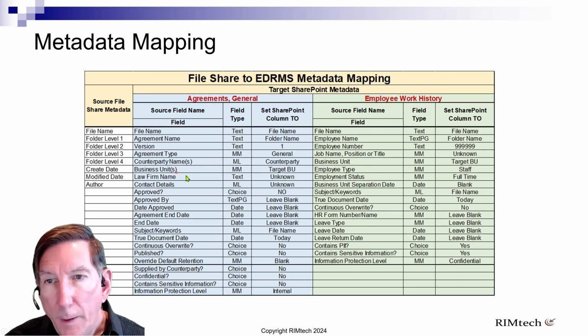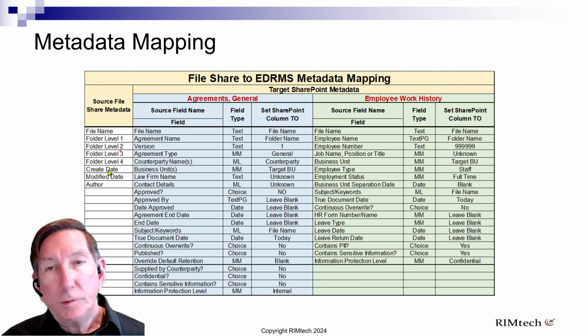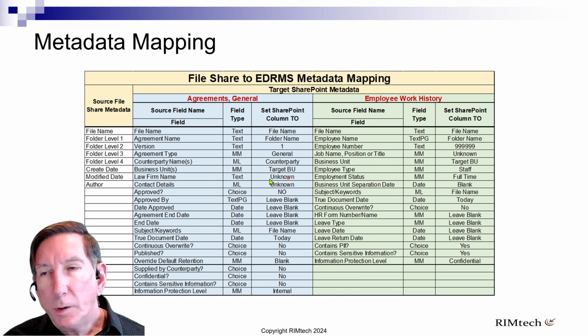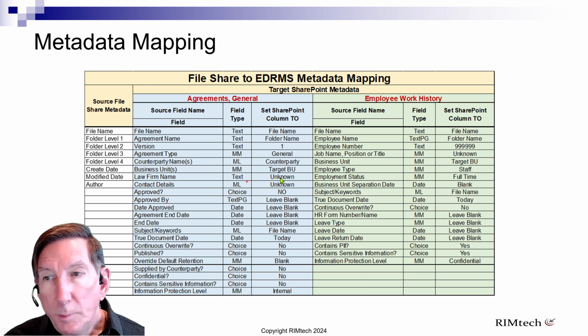The law firm name and the contact details, no clue. It's not shown anywhere here. There's no metadata that tells it. We're not about to read all these documents and figure it out. So what are we going to do? Well, these are mandatory fields. Law firm name and contact details, mandatory. So we're going to stuff it with the word unknown and unknown, okay?